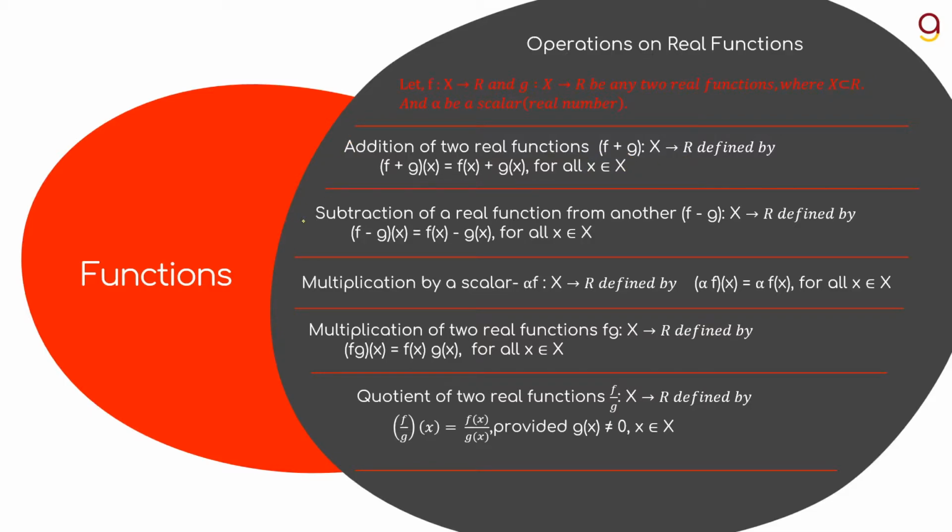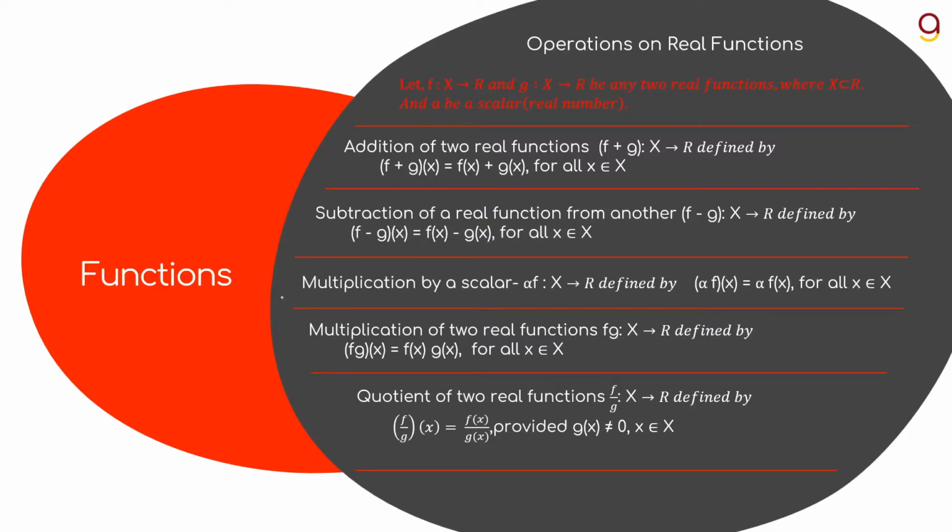Now if we need to perform the subtraction of a real function from another, we again get a new function f minus g defined from X to R, defined by (f minus g)(x) is equal to f(x) minus g(x) for all x belongs to X, where this capital X is a subset of real numbers. So if we need to find the difference, we just subtract the two functions, f(x) minus g(x).